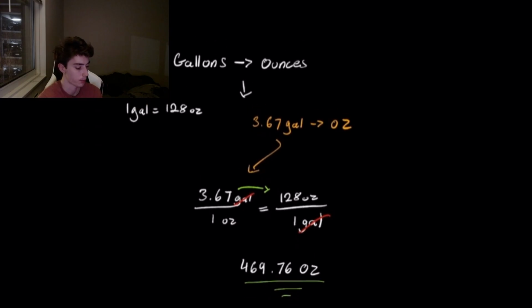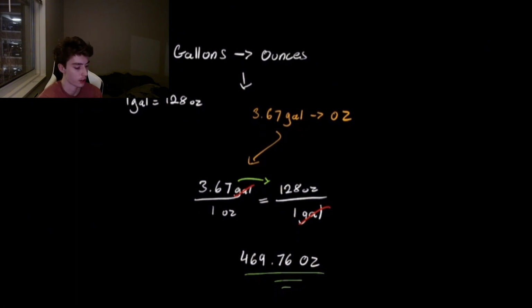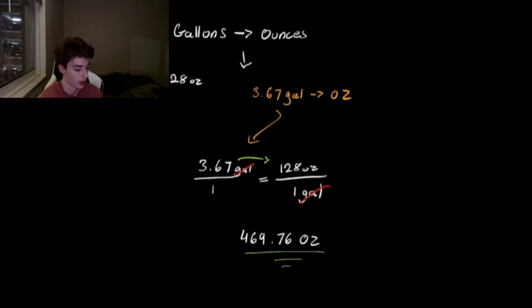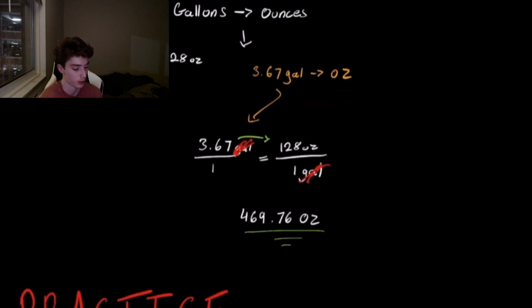If we were going to go gallons to ounces, right? So this is another problem. 1 gallon is equal to 128 ounces. If I'm trying to convert 3.67 gallons to ounces, I would take 3.67 gallons, right? Because that's what's given. And it's equal to 128 ounces per 1 gallon. So gallon cancels out, right? So I don't have to divide that. Next, I just multiply 3.67 times 128, and I get 469.76 ounces.